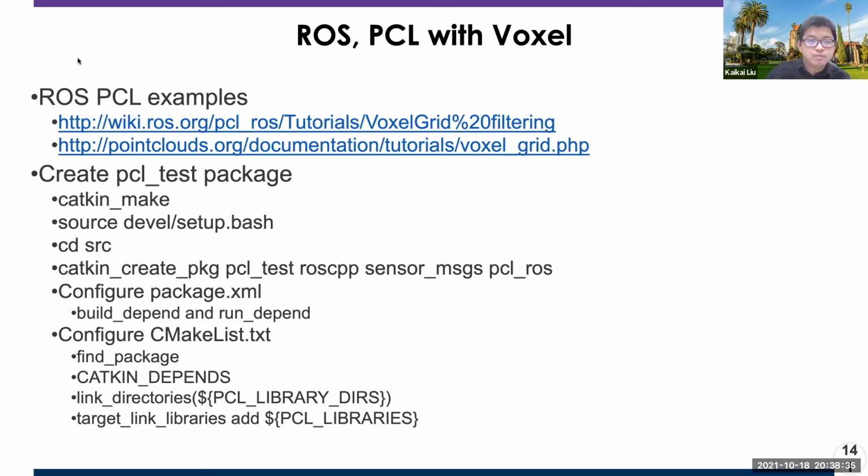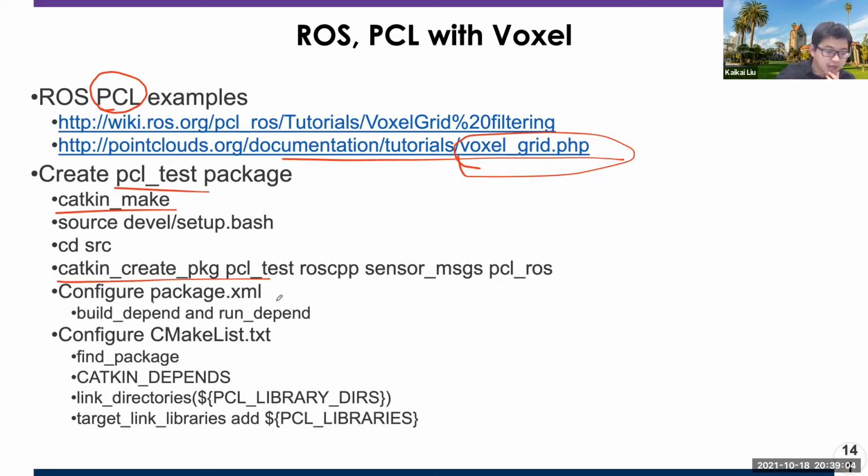Previously, we can also use ROS to play with point clouds. There is a very famous Point Cloud Library, it's already in ROS. So you can go to this link to do a VoxelGrid filter. VoxelGrid filtering is the first step in LiDAR point cloud processing. So you can create a PCL test package, cd src, and also configure the package's CMakeLists file.